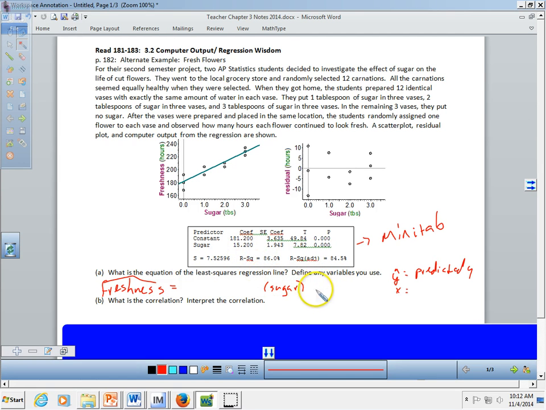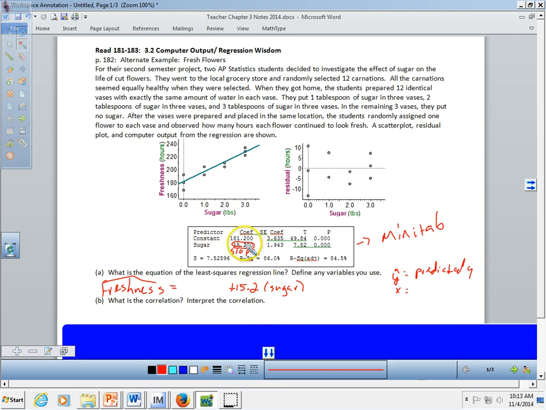So where do we get our stuff? Well, we know that the slope is just the coefficient on our x. It's just the coefficient on, right here, our sugar. So if you look in this box here, we see a column called coefficient. There is a column called SE coefficient, but we're not going to worry about that right now. All we're concerned about is our coefficients. And apparently the coefficient on sugar is 15.2. That is your slope, right? So this is your slope, okay?